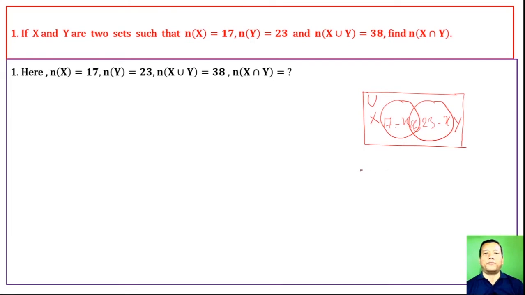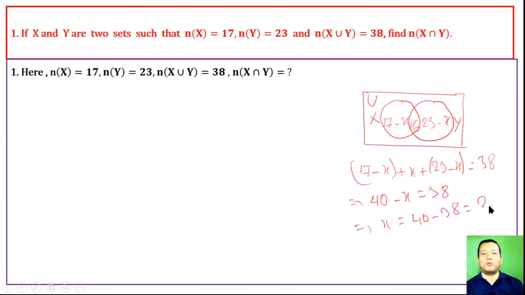Suppose the sum is 17 minus x plus 23 minus x equal to 38. That gives 40 minus x equal to 38. This gives x what? x is 40 minus 38, which is 2.